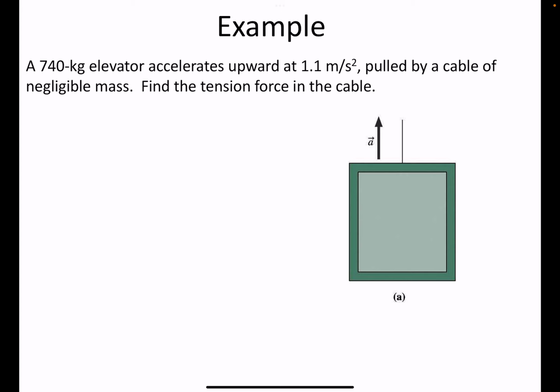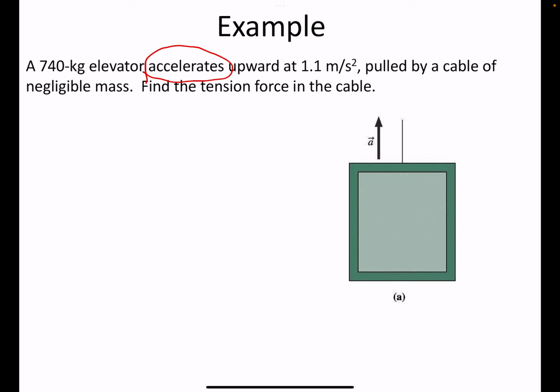This time, a 740 kilogram elevator accelerates. So when we see this keyword accelerates, we know it's a Newton's second law problem. It accelerates upward at 1.1 meter per second squared, pulled by a cable of negligible mass. Find the tension force in the cable. So we have identified this is a Newton's second law problem.